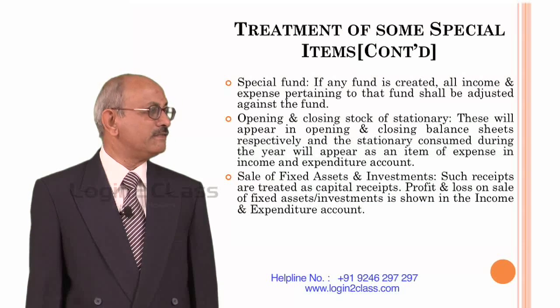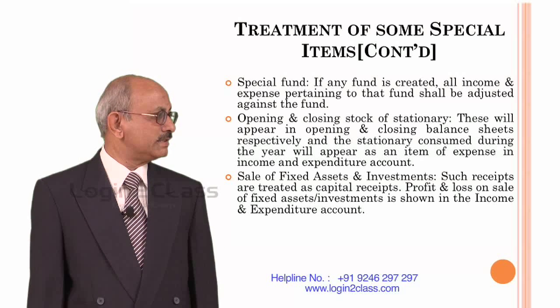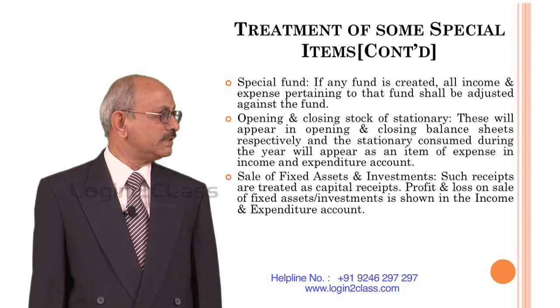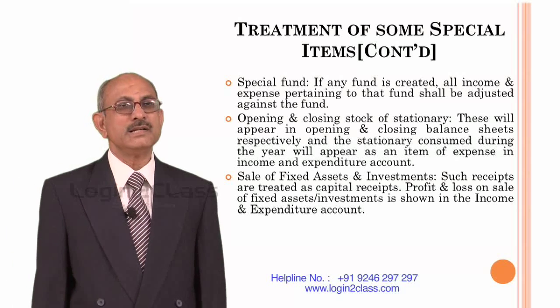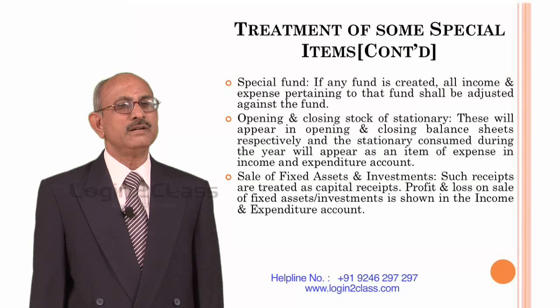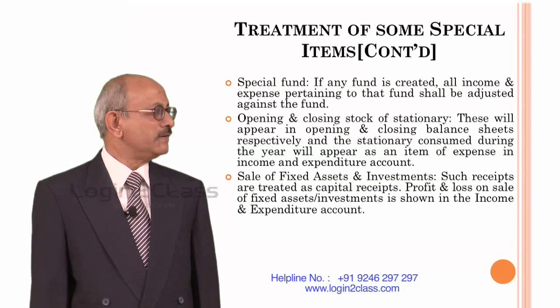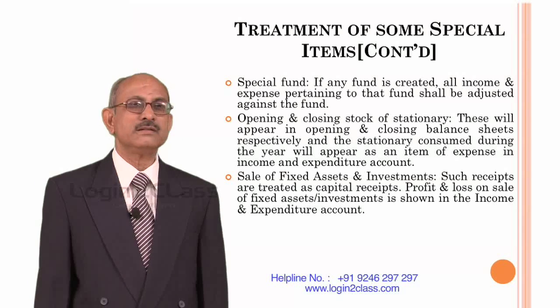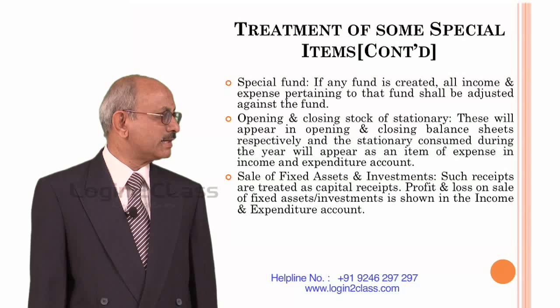In the case of sale of fixed assets and investments, such receipts are treated as capital receipts. Profit or loss on sale of fixed assets and investments is shown in the income and expenditure account. That means any money received on account of sale of fixed assets and investments will not be taken to the income and expenditure account. Only that portion which is a profit or loss on the fixed asset account is taken to the income and expenditure account.